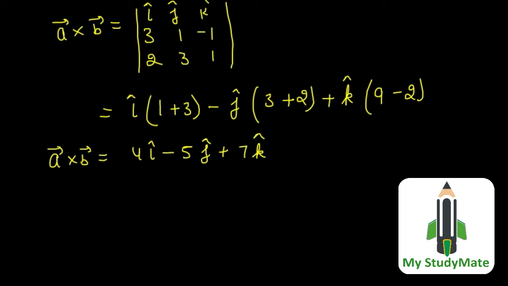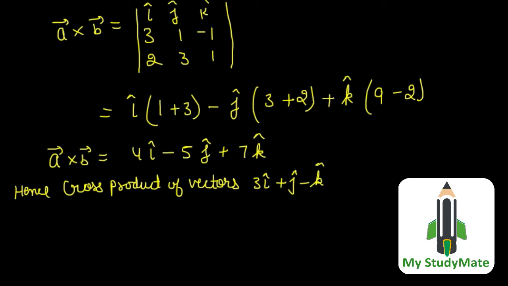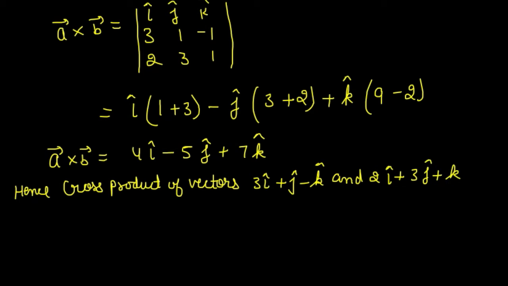Hence, the cross product of vectors 3i cap + j cap - k cap and 2i cap + 3j cap + k cap is 4i cap - 5j cap + 7k cap.